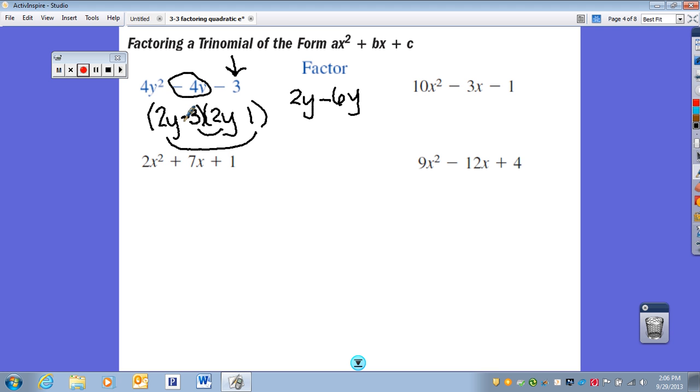So this is where my negative sign needs to go in order to multiply the negative 3 times the 2y to get negative 6y, and then 2y times 1 would give me 2y.